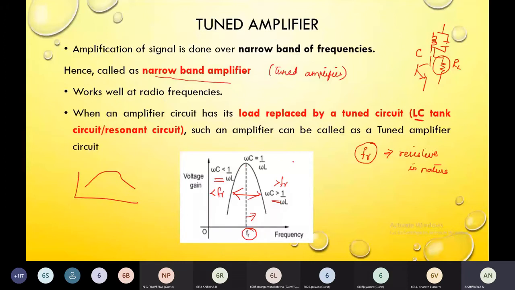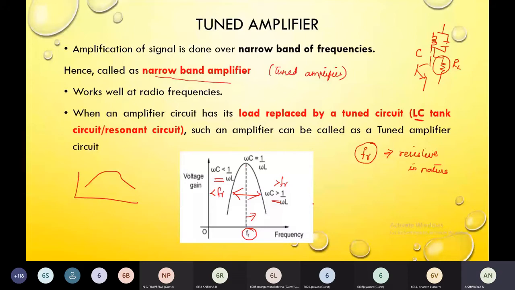So what is a tuned amplifier? A tuned amplifier is going to work for a particular desired frequency, which is called the resonant frequency. It is also called a narrow band amplifier because amplification is going to be done only for a narrow band of frequencies, so that I can select a particular frequency of my interest. So this is the basic difference between your tuned amplifier and audio amplifier.